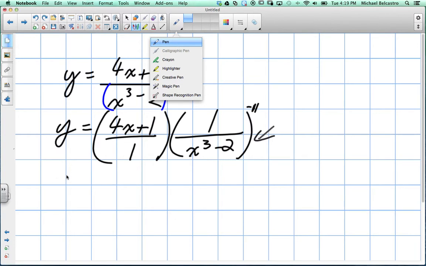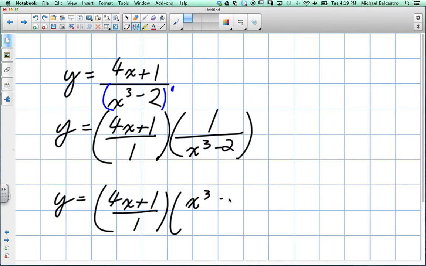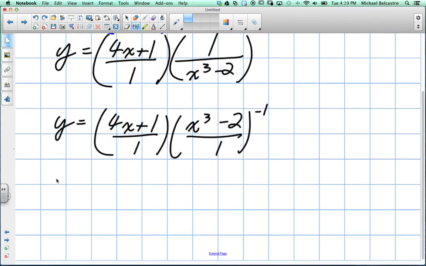So we're going to have y is equal to 4x plus 1, and I'll write it over 1 just so it still makes sense. And this one is going to be x cubed minus 2 over 1, but this time to the power of negative 1. Now those divided by 1s aren't very important. They're not going to change anything when we divide by 1. So this can be rewritten as 4x plus 1 times x cubed minus 2 to the power of negative 1.